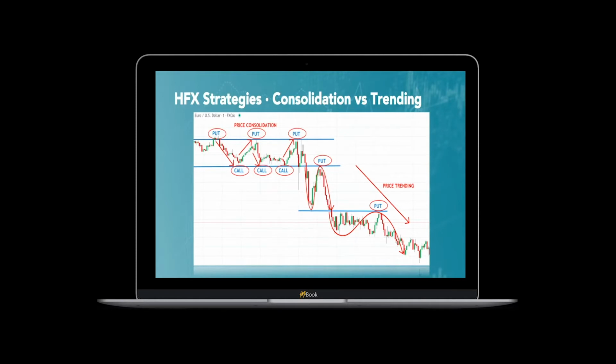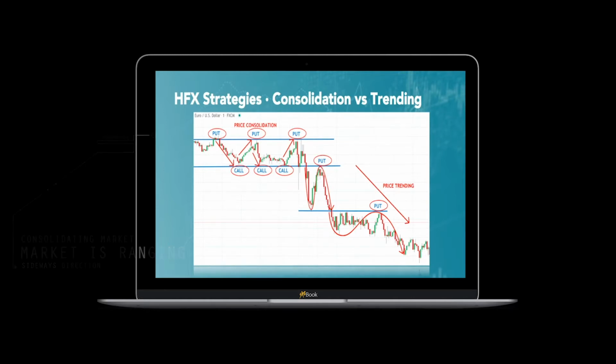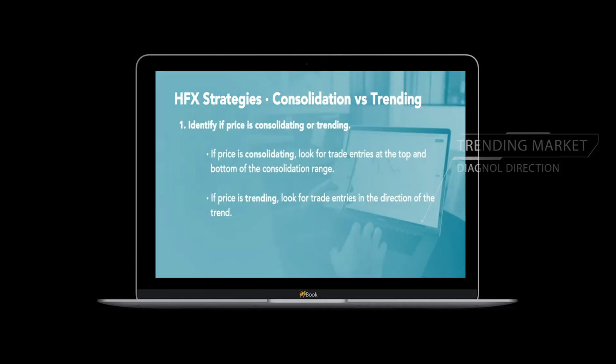To identify whether the market is consolidating versus trending, we need to identify different pivot points in the market. As you can see in this example on the euro to US dollar, you can identify put and call options at the top and bottom of the price consolidation range. And once price breaks out in a given direction, either up or down, we can then look for put options in a downtrend or call options if we're in an uptrend.